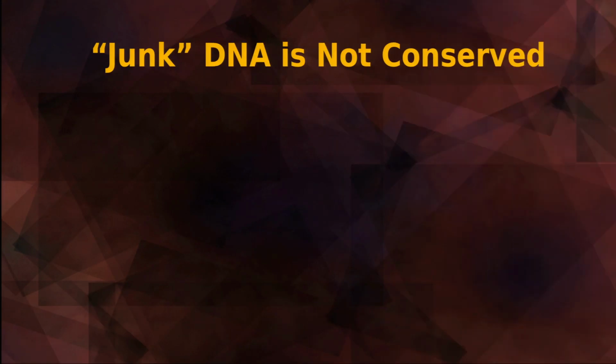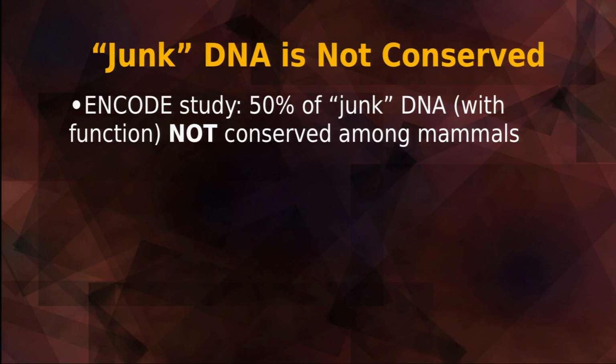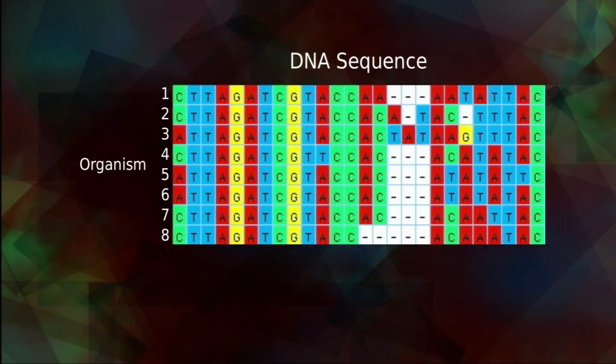Now, what is he talking about? Junk DNA is not conserved. That's what the first ENCODE study found. They looked at mammals. They looked at the junk DNA of mammals because mammals, in their mind, are closely related evolutionarily speaking. They expected the junk DNA to be very similar. Guess what? It wasn't. Okay? About 50% of it was not the same. It was not conserved among mammals. Now let me show you what I mean by that.